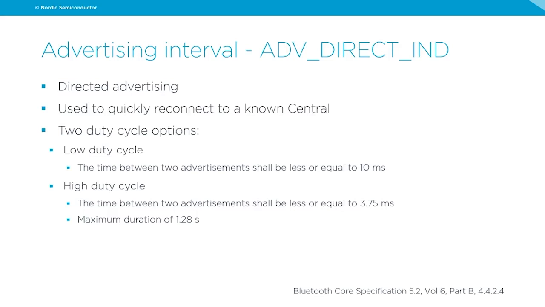But when you do high duty cycle, the maximum duration is 1.28 seconds, because you don't want to do a lot of advertising for a long period. It will create congestion on the advertising channels. So if you do high duty cycle, you can only do it in a very short period of time. If you want to do directed advertising for a longer time, you need to switch to low duty cycle. Then you don't have a limited maximum duration in that case.